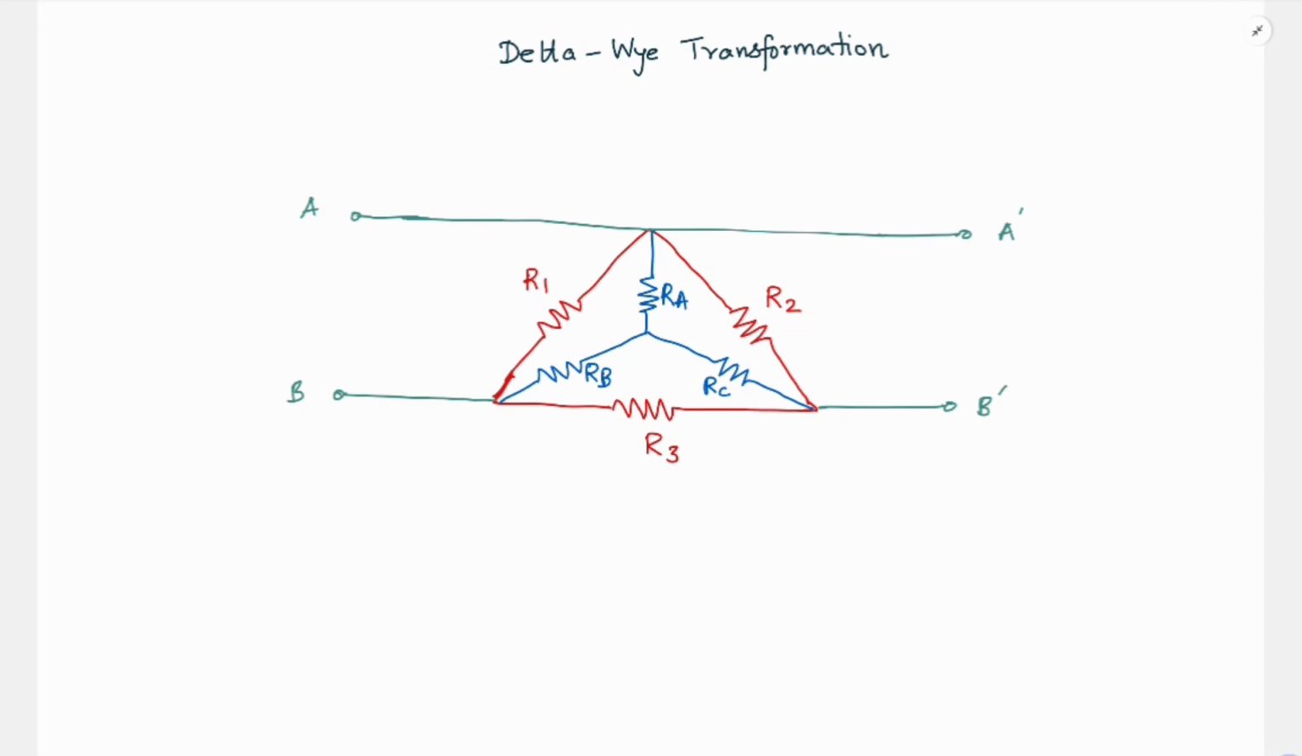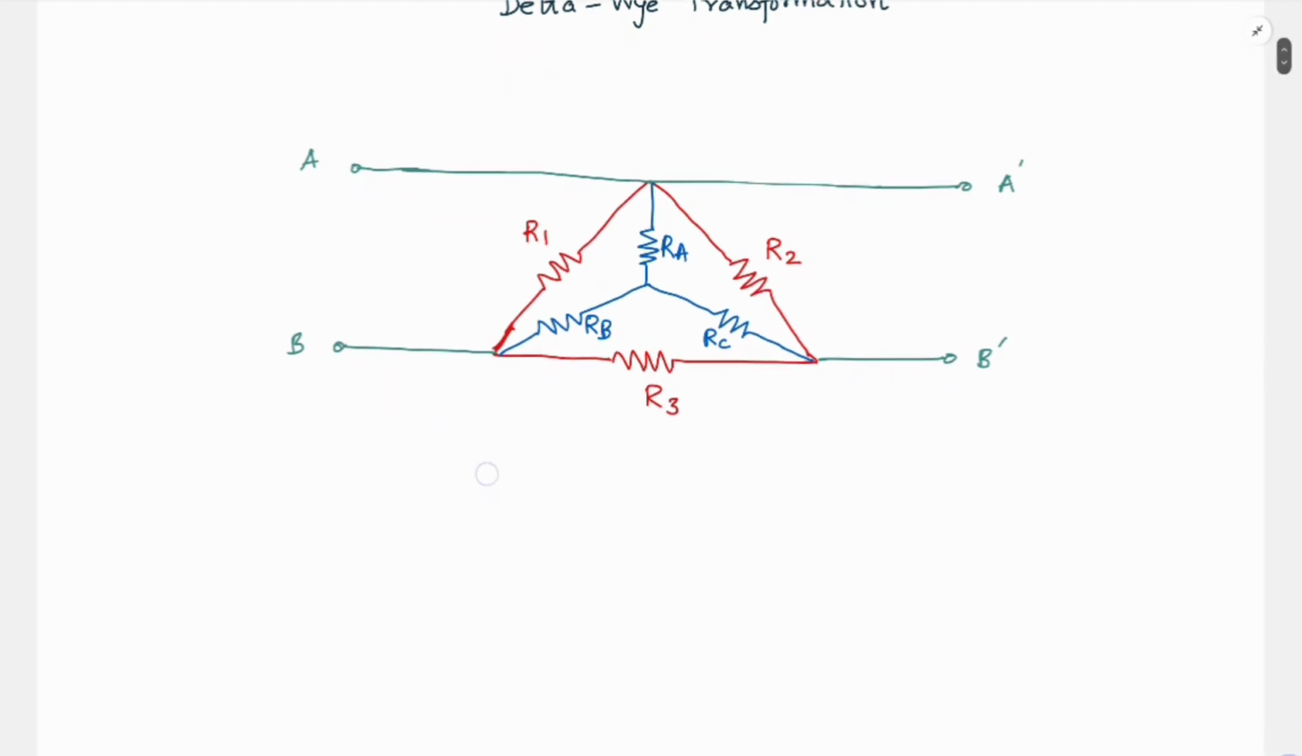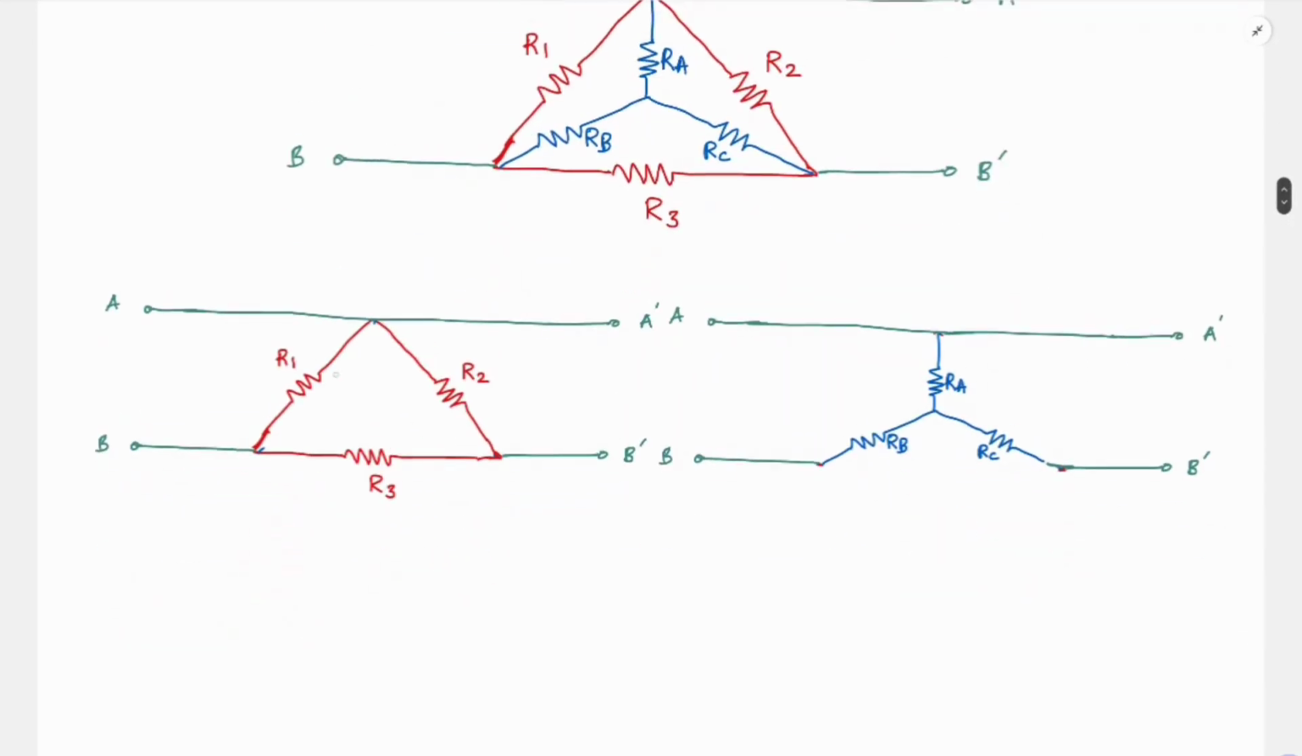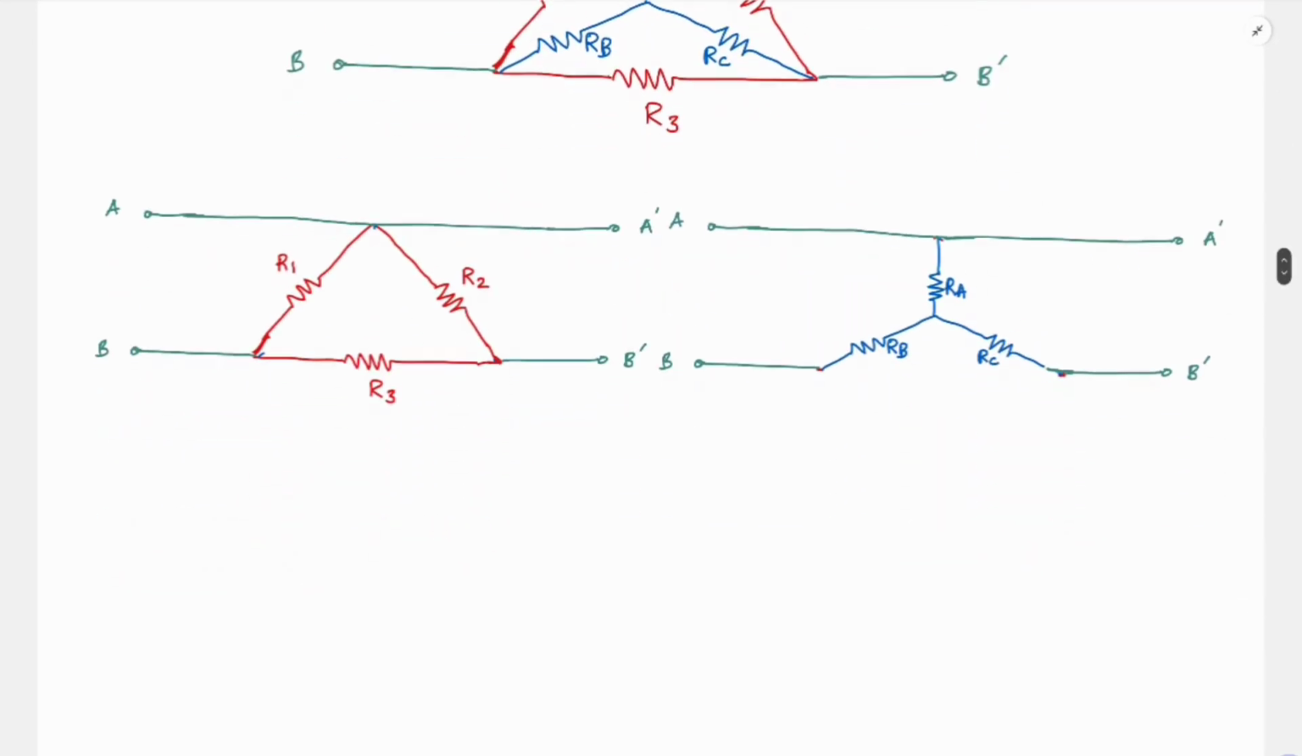Going into the derivation, I have put it in such a form that it looks like a two-port network. Now we will see them separately. Here we have the delta structure and this is the y structure. We are going to derive the relationship between them using just the Thevenin theorem.